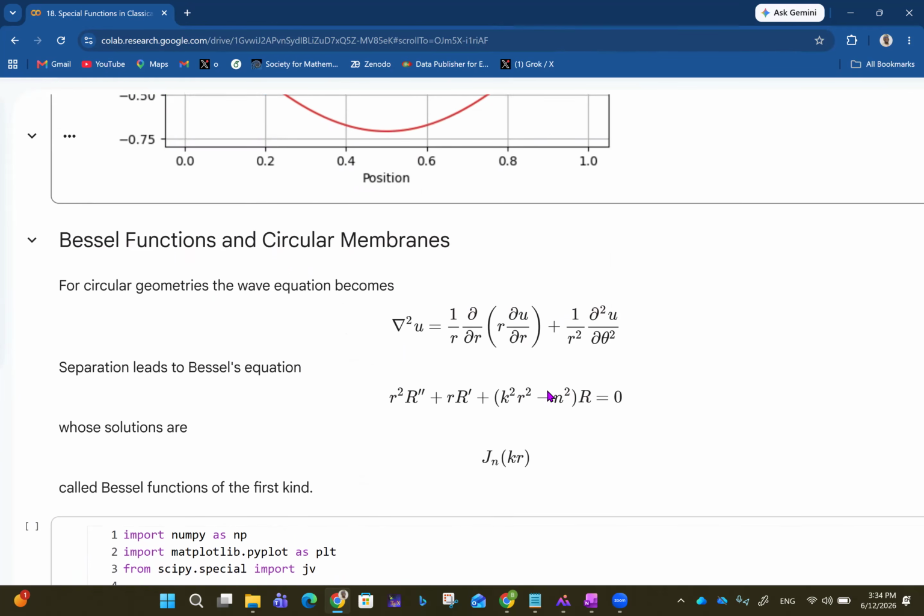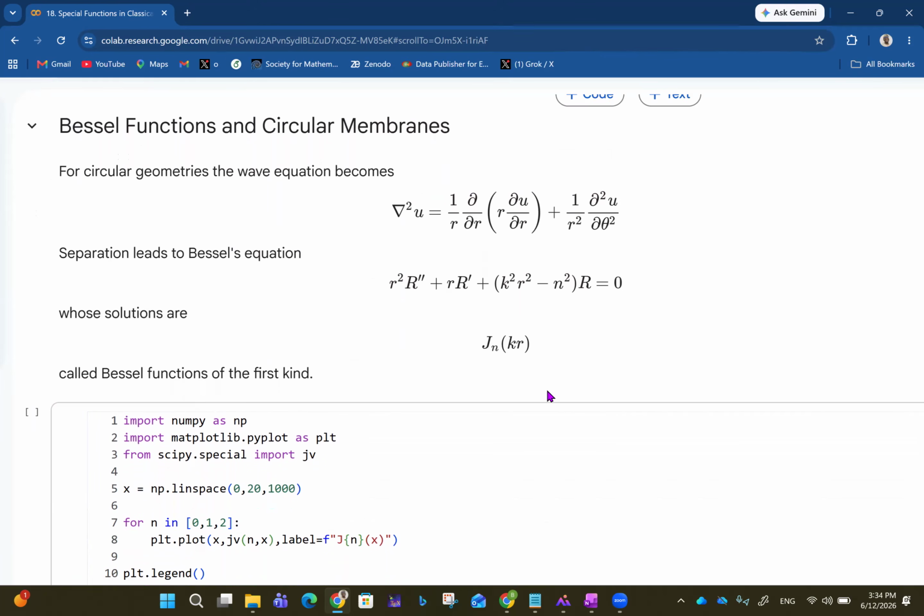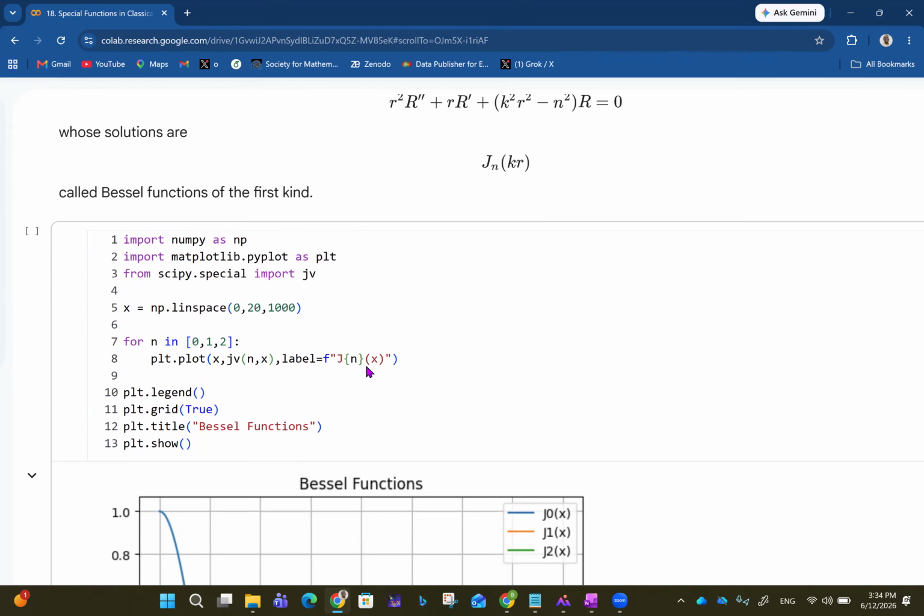So we then go ahead to talk about Bessel functions and circular membranes. For circular geometries, we are still talking about the wave equation, but in the circular domain now, we have ∇²u = (1/r) ∂/∂r (r ∂u/∂r) + (1/r²) ∂²u/∂θ². And separation leads to Bessel's equation, r²R'' + rR' + (k²r² - n²)R = 0, whose solutions are J_n(kr), called Bessel functions of the first kind.